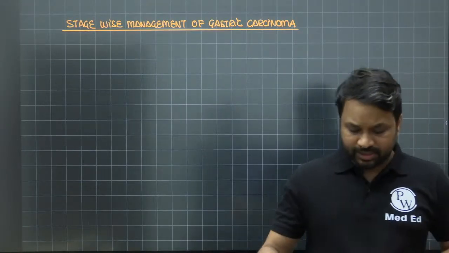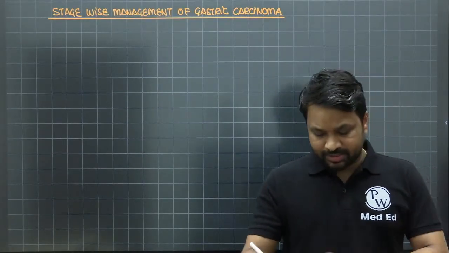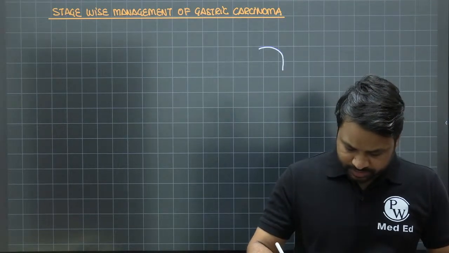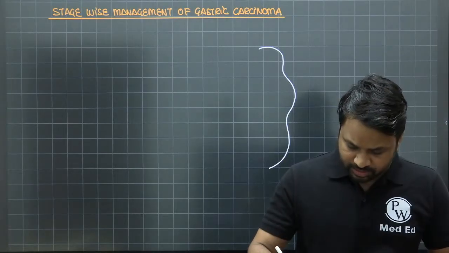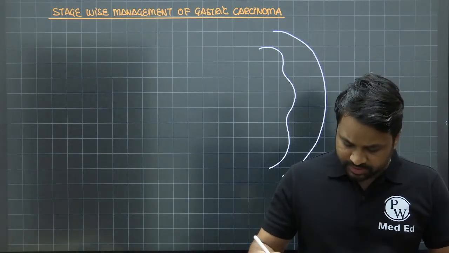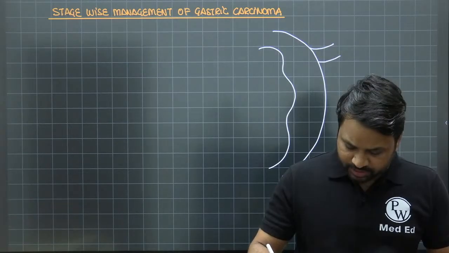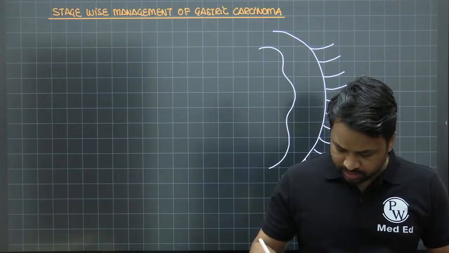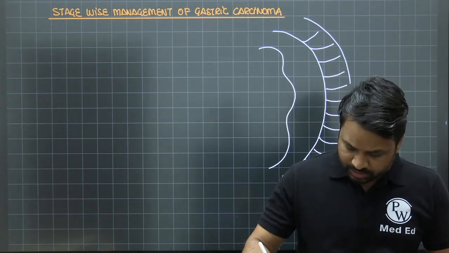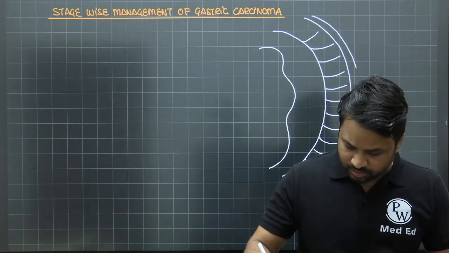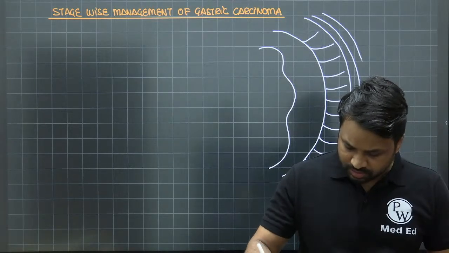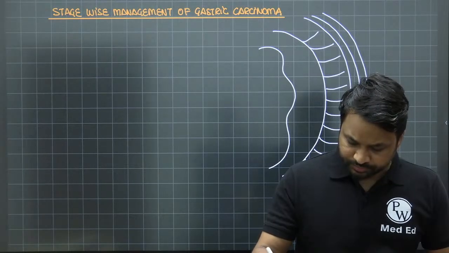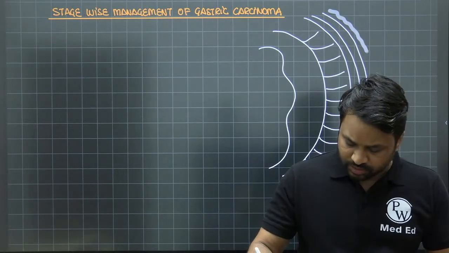All right, so we'll be talking about the TNM classification. To understand the TNM classification, we'll be using the same component that you have, that is, layer-wise. You have the mucosa that is present. Surrounding the mucosa, you have the submucosa. Then you have the inner circular muscles which are present here. Surrounding the inner circular muscles, we have the outer longitudinal muscles.